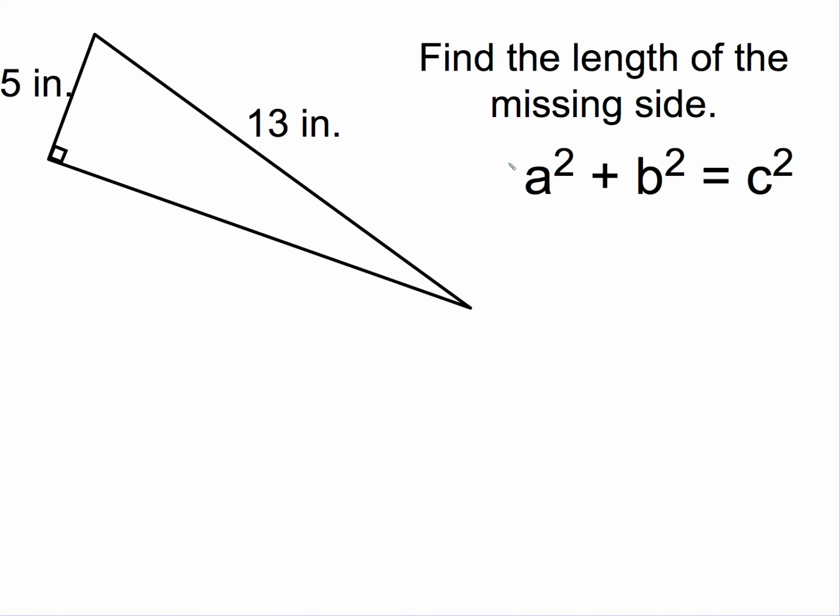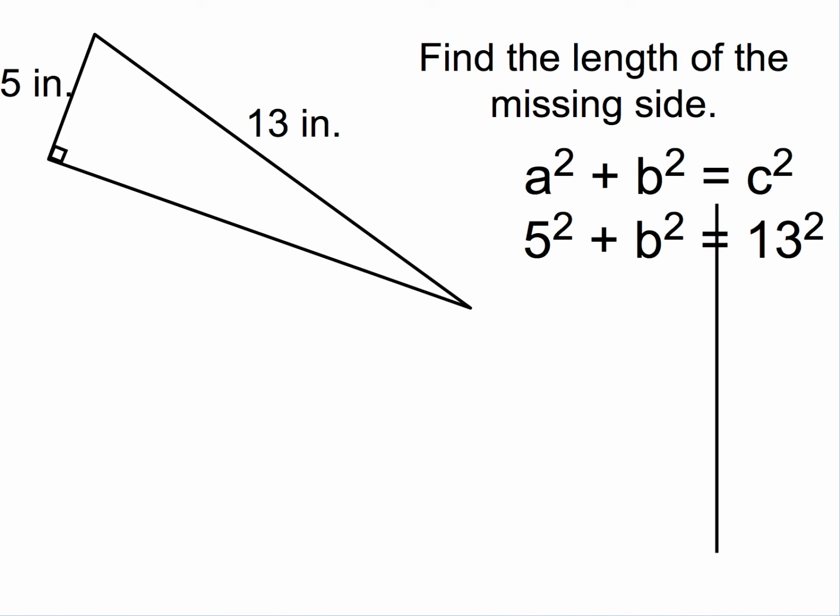So it'll look something like this with our formula a squared plus b squared equals c squared. I plugged in 5 for A, so 5 squared, and I plugged in 13 for C. I left the b squared because one of the legs is missing. So 5 squared plus b squared equals 13 squared. And again, we need to solve it, so I'll separate the two sides of my equation. I'll figure out the squares. So 5 squared is 25, and 13 squared is 169. So I have 25 plus b squared equals 169.